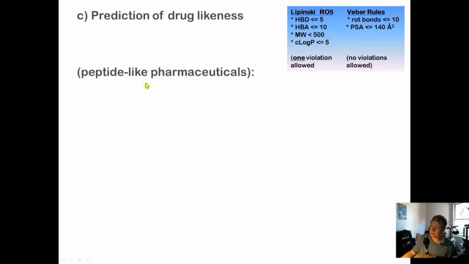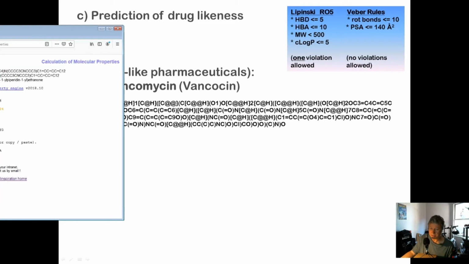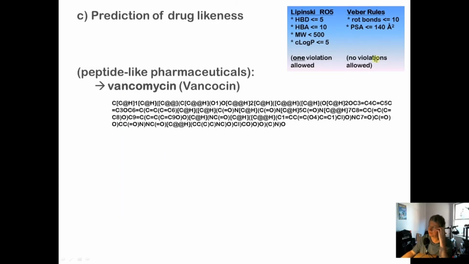Let's try a peptide-like pharmaceutical. So very peptide-like, and like we've said probably 1,000 times by now, peptide drugs are bad when taken orally because they are not absorbed very well. This is vancomycin. I had the structure a few slides ago. I'm not going to show that. I don't really have space for it because it's a big structure. But here's the crazy SMILES string. Let's copy that in and see. We'll calculate if it favors Lipinski or Weber criteria.